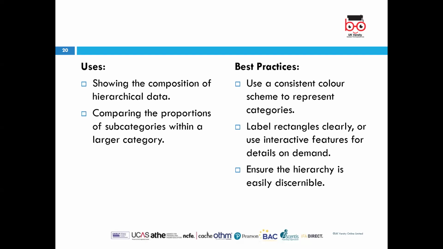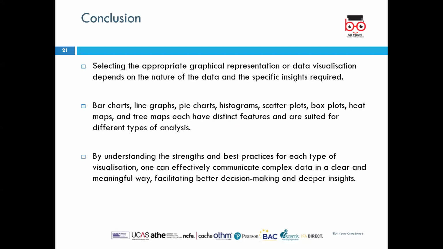The use for this is for showing composition of hierarchical data, comparing the proportion and subcategories within a larger category. Best practice for this: we're going to use a consistent color scheme to represent categories, label rectangles clearly or use interactive features for detail on demand. But we're also going to ensure that hierarchy is easily discernible.